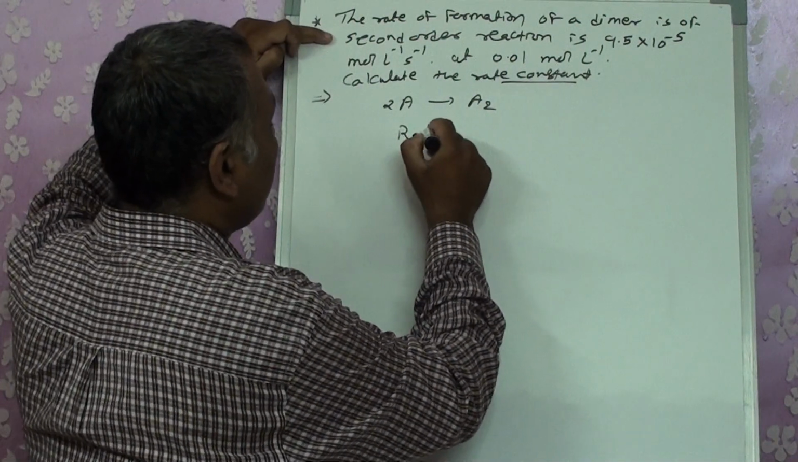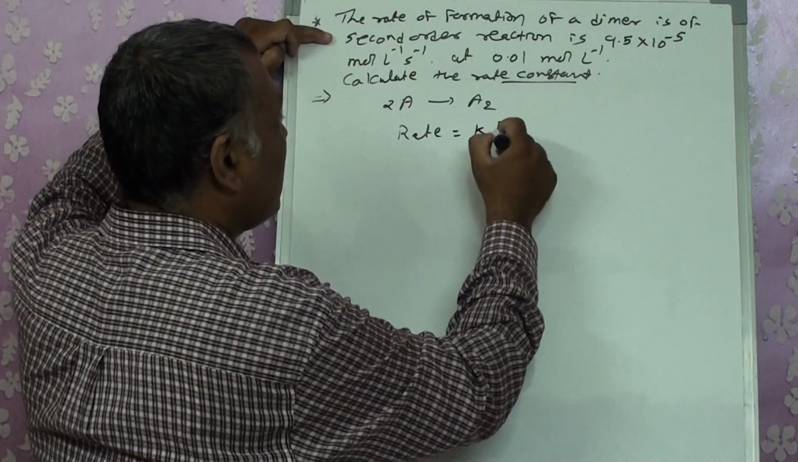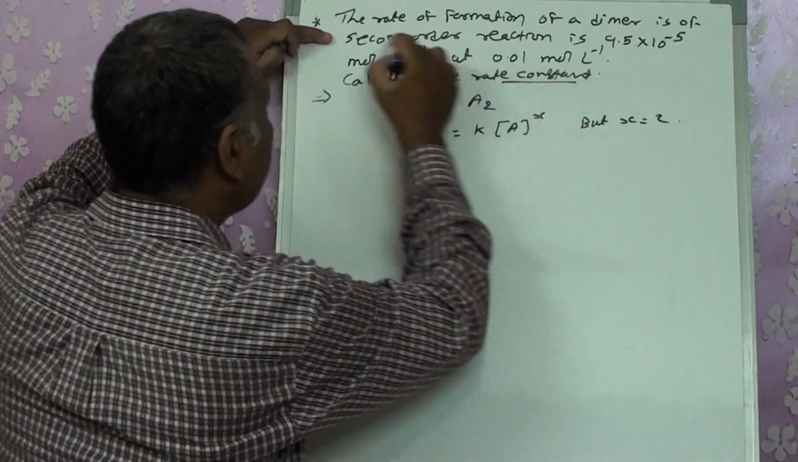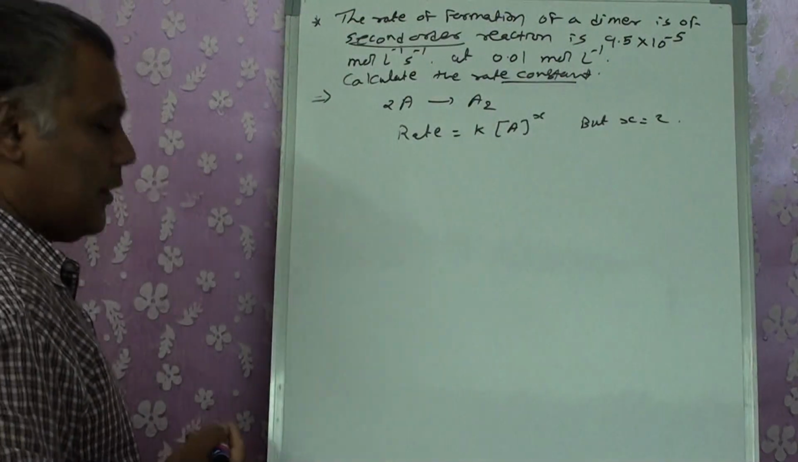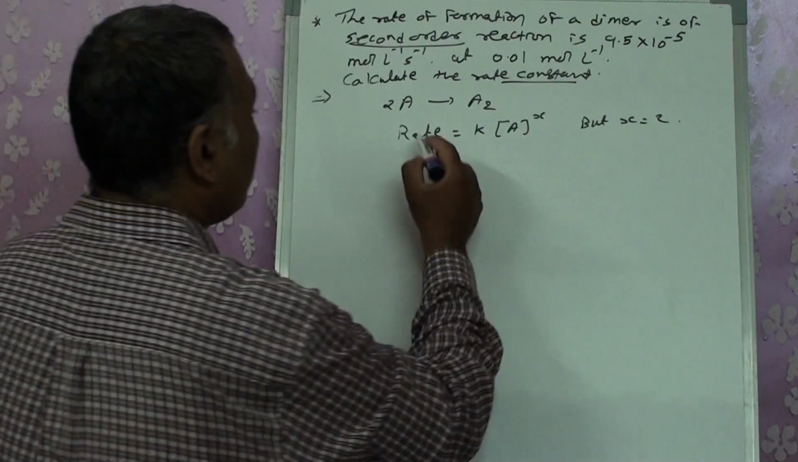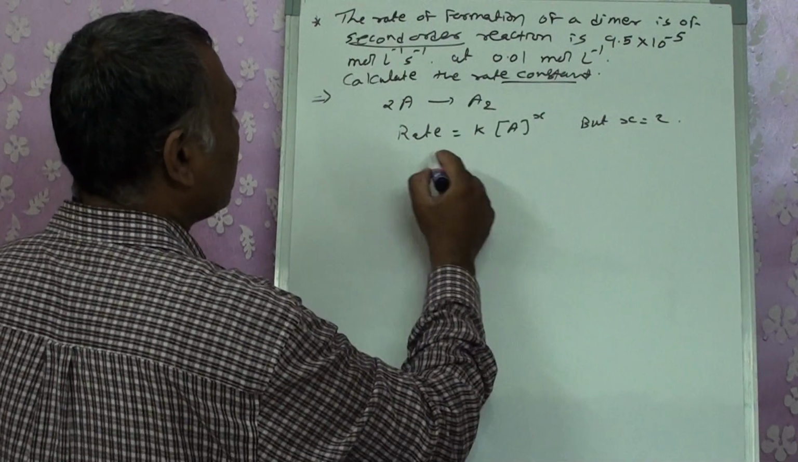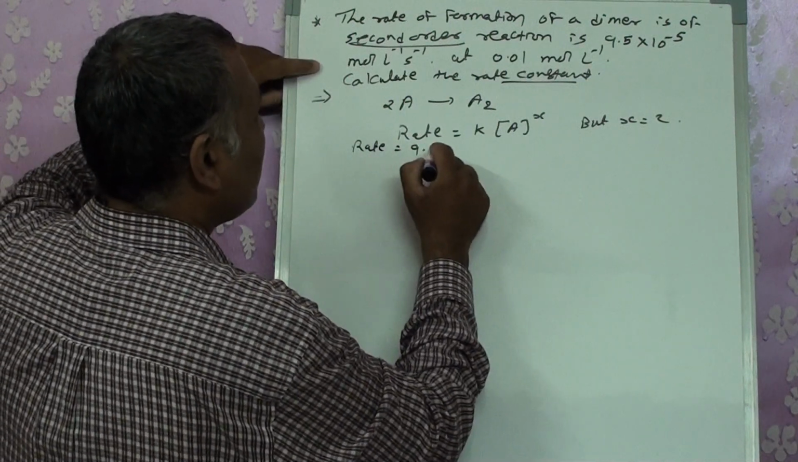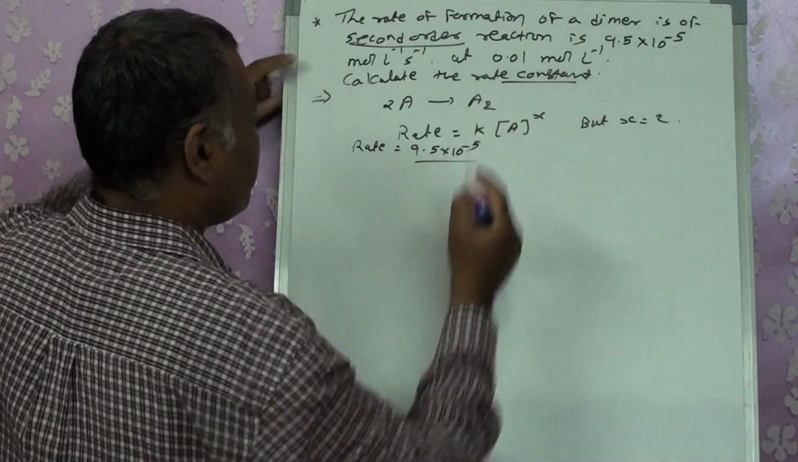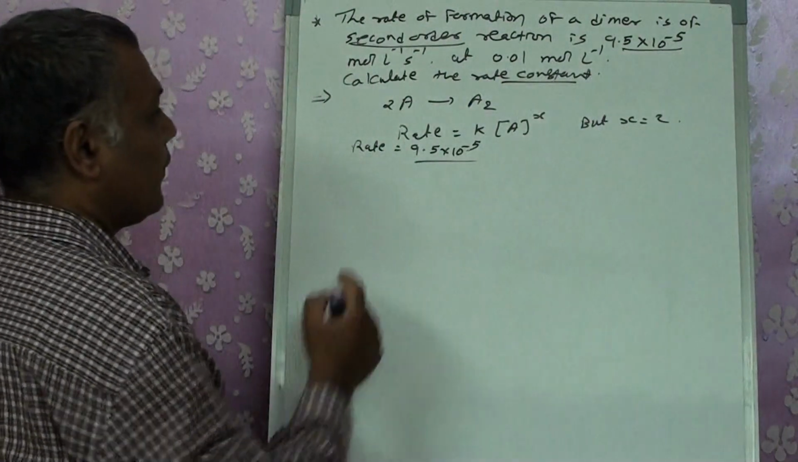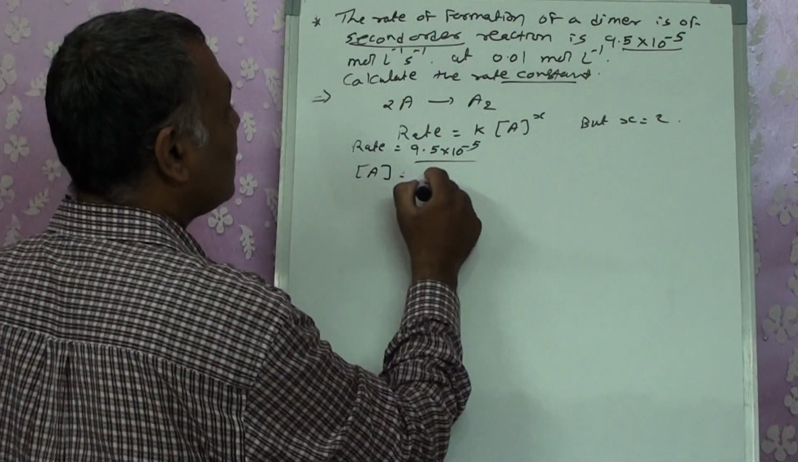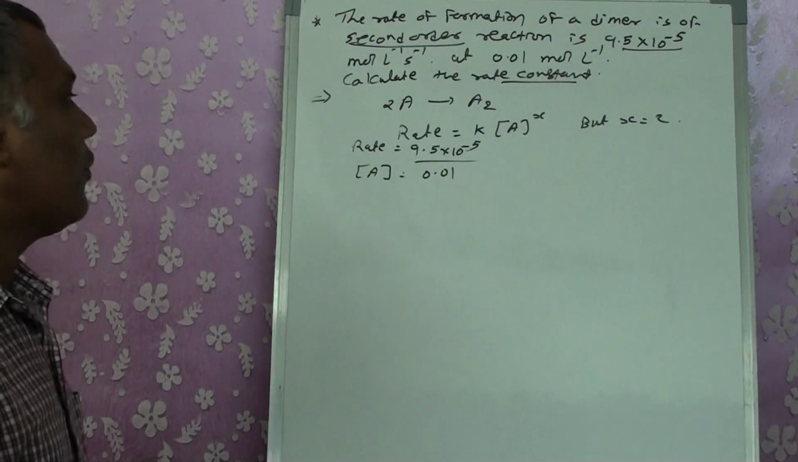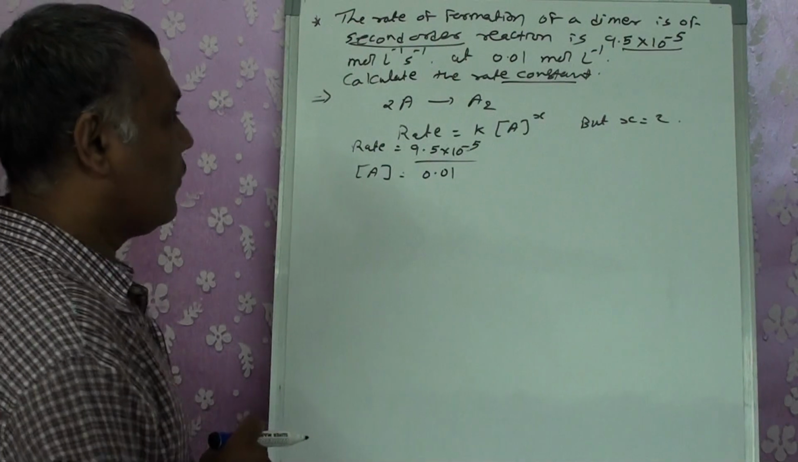So that means the rate we will be getting is k A raised to x, but x is equal to 2. It is given to us that it's a second order reaction. So rate is equal to k A raised to x. Now, the rate is given to me as 9.5 into 10 raised to minus 5. The concentration of A is also given to us, in mole per liter. Right? We want to find out the rate constant for it.